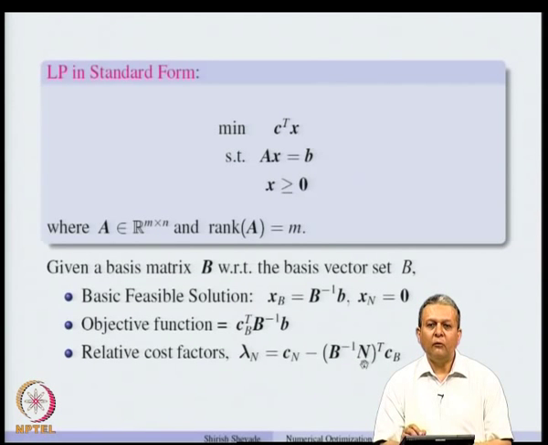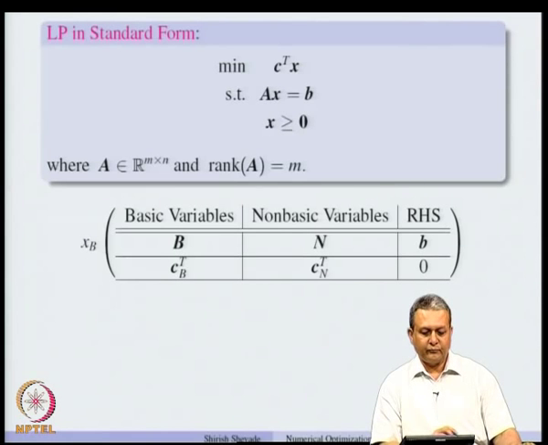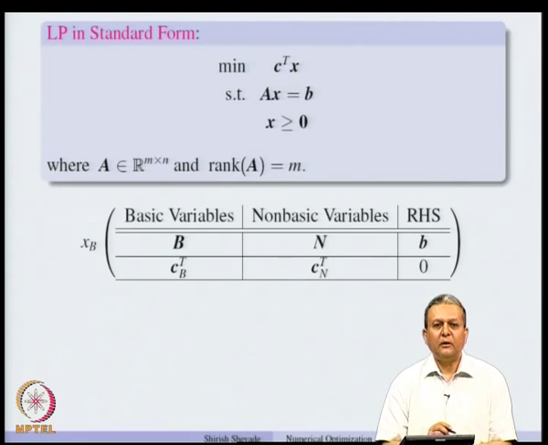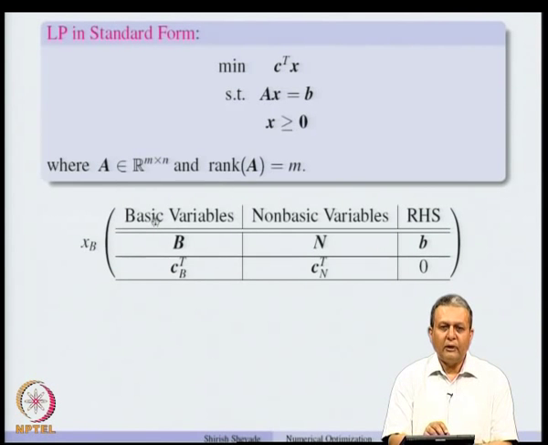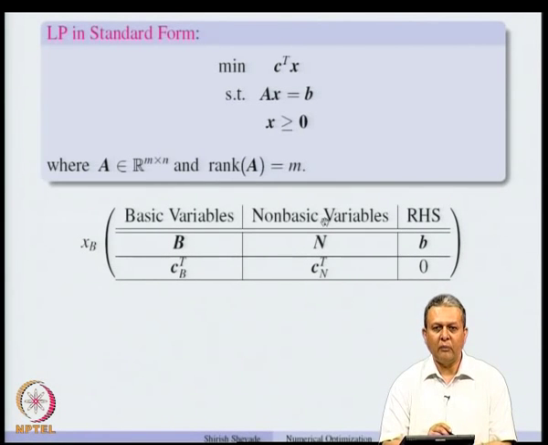And this also would possibly help us if lambda n is not greater than or equal to 0, that means that there exists a non-basic variable which has a negative cost factor. Then we should also be able to find out which basic variable needs to be made non-basic so that the qth non-basic variable can be made basic. So, let us see how to do that. Let us arrange the basic and non-basic variables in the form of a matrix. Without loss of generality, we assume that the first m variables are basic variables, the next n minus m variables are non-basic variables, and then we have a column to indicate the right hand side.